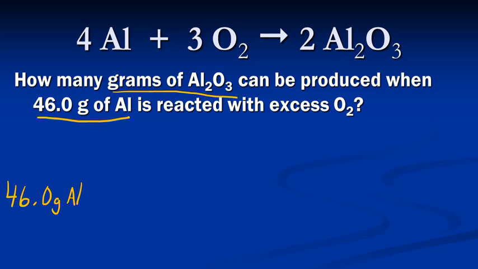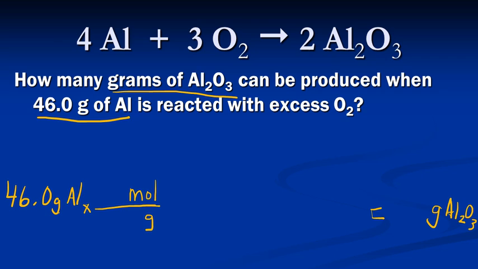So way down here at the end, I'm going to have grams of Al2O3. And so we're going to go through our three-step process. The first step is to convert to moles, just like it was last time. So we have a conversion factor. Grams need to go on the bottom, and moles go on top.